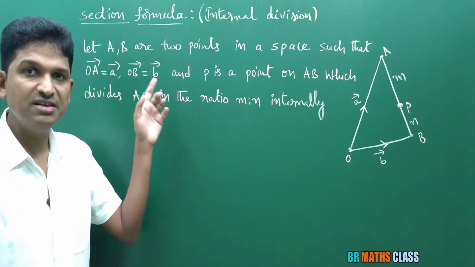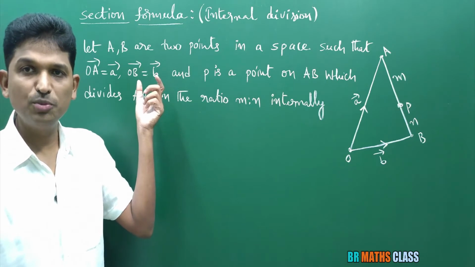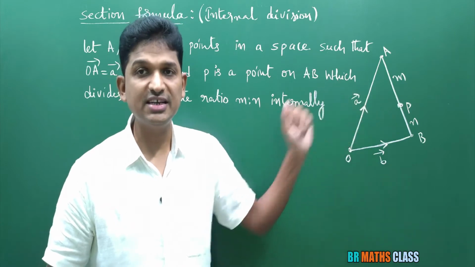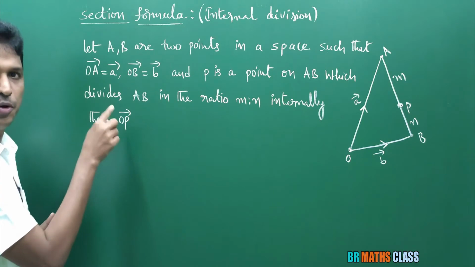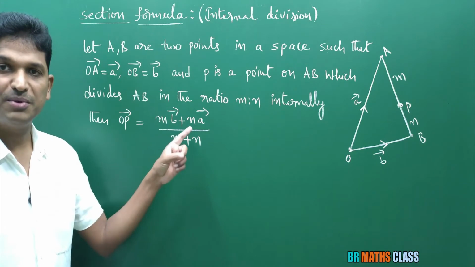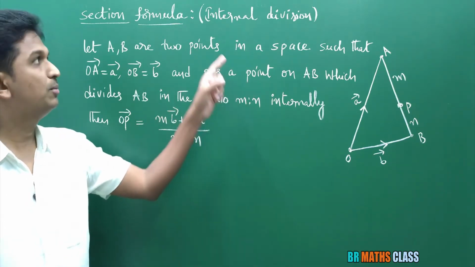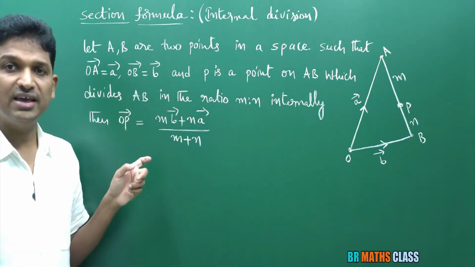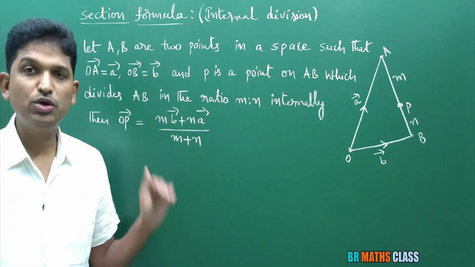Let's quickly recall what we considered. A, B are 2 points in a space such that OA bar equals A bar and OB bar equals B bar. And P is a point on AB which divides AB in the ratio m:n internally. Then OP bar, the position vector of point P, is (mB bar + nA bar)/(m + n). This is the statement of the section formula in internal division. Now I am going to derive this result.